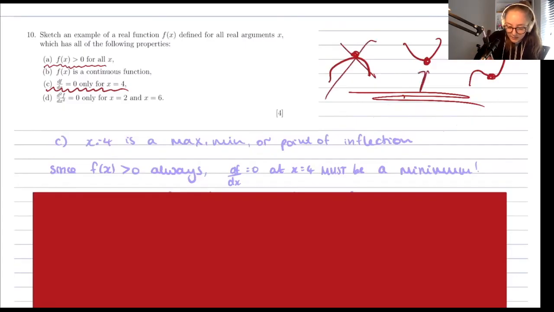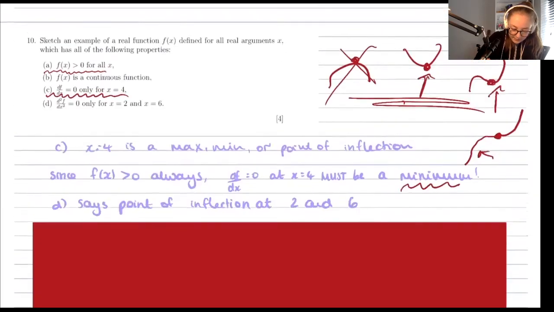And if we look at this second point, minimum, that seems fine because as long as our minimum is above 0, then it'll never cross 0. And then this third one, the right-hand side is fine because, again, as long as our point of inflection is above 0, then we're fine. But this side will cross 0 at some point. So it can't be a point of inflection. It has to be a minimum.